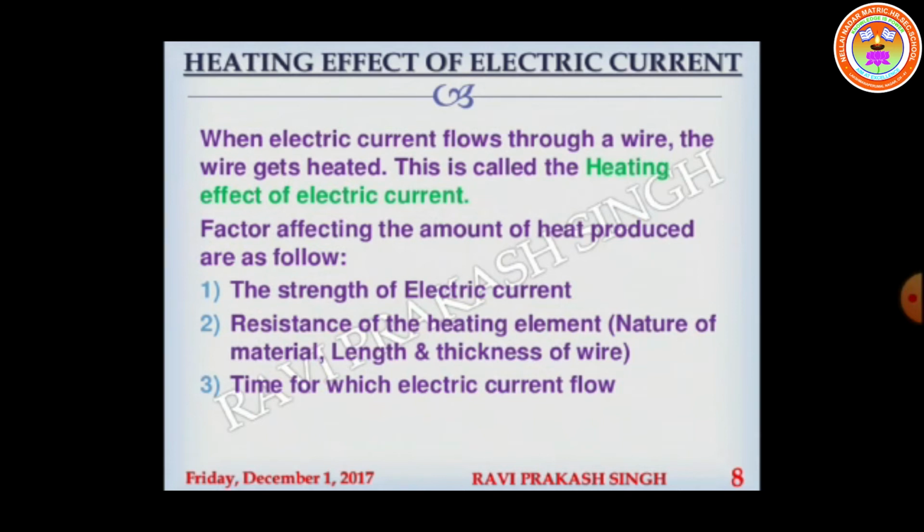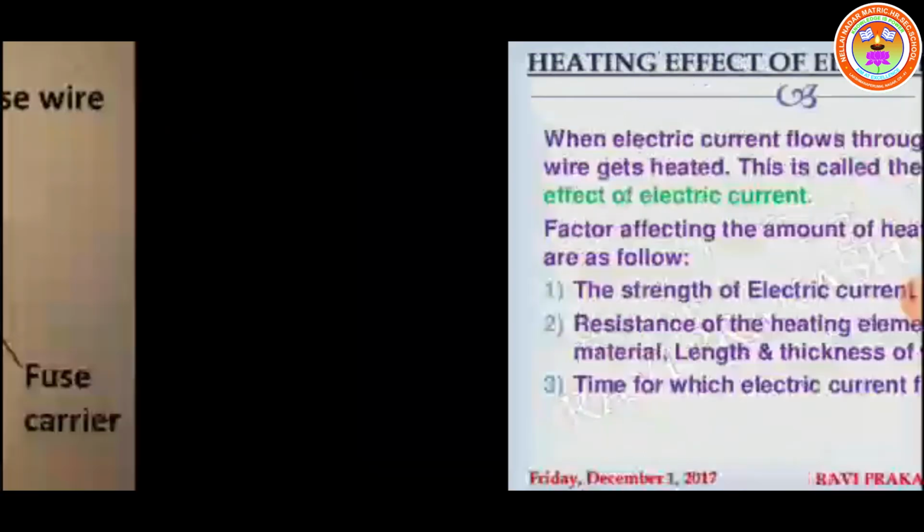Factors affecting the heating effect of current. The first factor is electric current. The second factor is resistance. The third factor is time. Have you understood, students? Some of the factors affecting the amount of heat produced are as follows: the strength of electric current, or simply electric current; next, resistance; third, time. Based on this, the first one is the electric fuse.